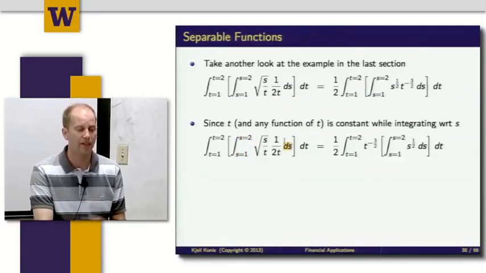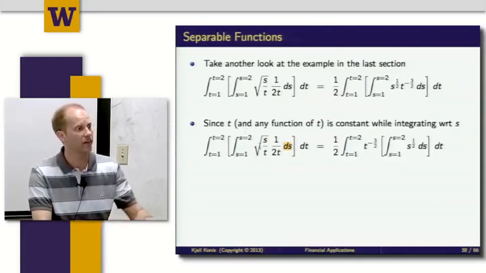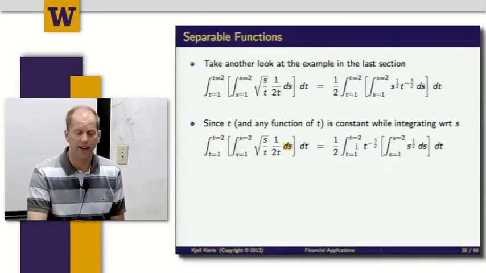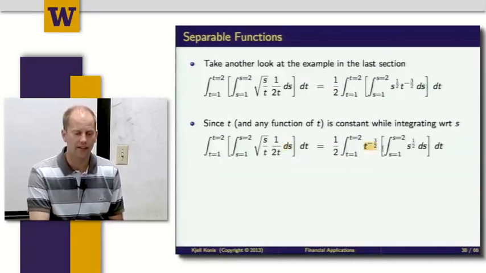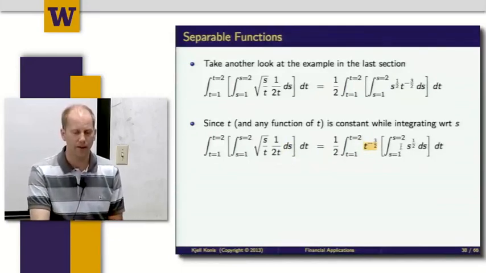And anything that's not an s is constant with respect to this integral. So I can move that across the integral sign, and I'll get what I have on the right-hand side here. So I get the t to the minus 3/2. That's constant with respect to this integral in here. So I'm going to bring it out front. And now I have something that only depends on s here.